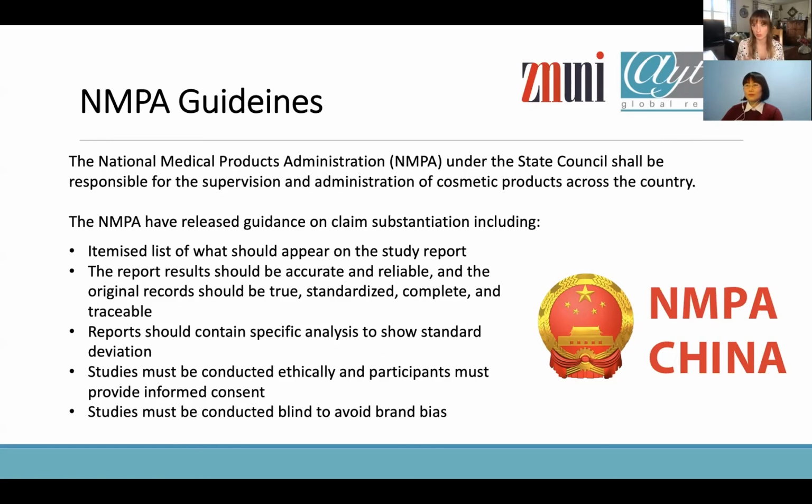complete, and traceable. If you're using a testing house like ourselves, these things are usually built into the process. So it's really important to use a qualified testing house that has the right qualifications and has been doing it for a long time, because it gives you confidence that you're going to have all of these items on there. You need to have specific analysis to show standard deviation. Again, that should be standard in any study report, and it definitely is in ours.